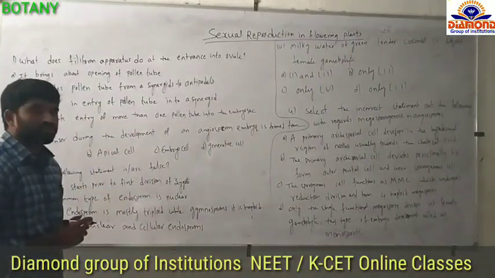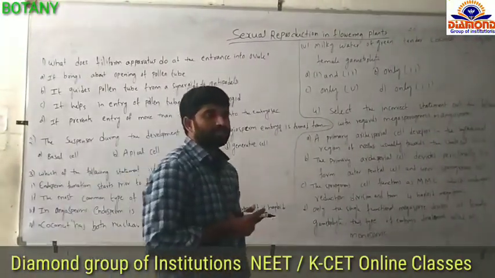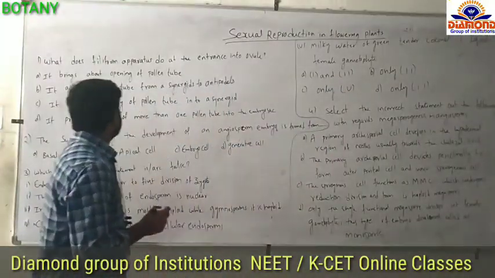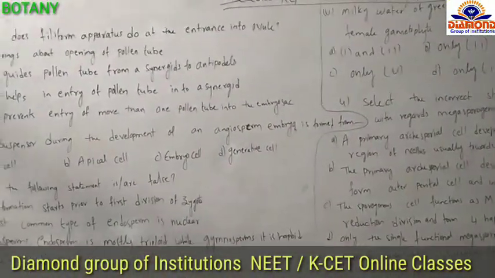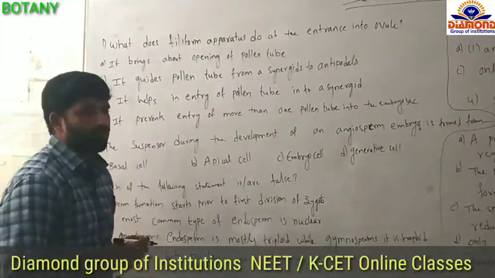Today's topic is sexual reproduction in flowering plants. Some of the questions we have to discuss, as usual, like in the previous classes. So today's first question is: what does the filiform apparatus do at the entrance into the ovule?